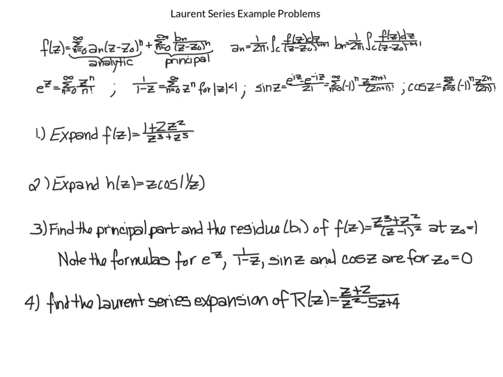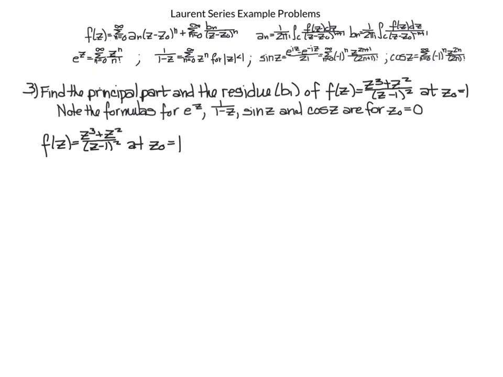And we want to note now we're centering our expansion, our series, at z naught equals 1 instead of z equals 0. All our other formulas for e to the z, 1 over 1 minus z, and sine z and cosine z are all centered at 0. So we need to take that into account. Remember when I said the first thing to do is simplify your fractions? I guess I lied. Here we need to work on getting everything centered first at z naught equals 1.